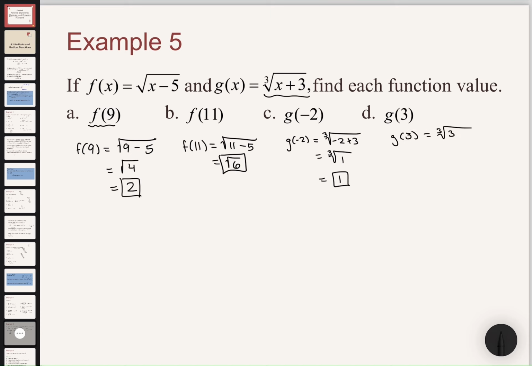G of 3, cube root of 3 plus 3. 3 plus 3 is 6. Can I simplify that? No. All right, so that is our final answer over there.